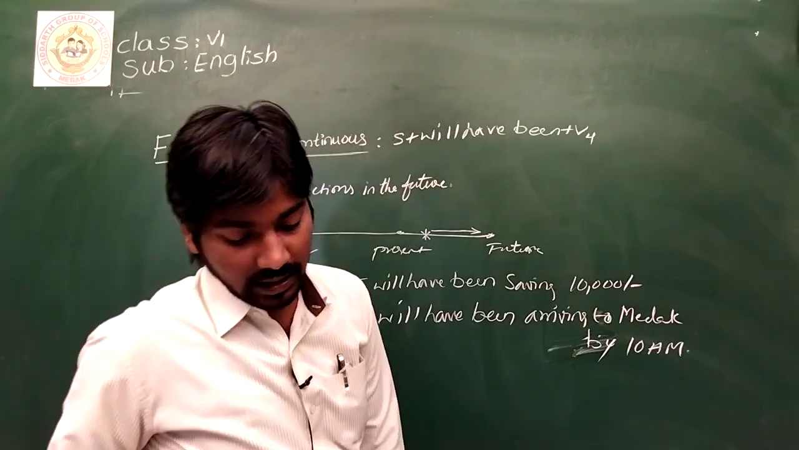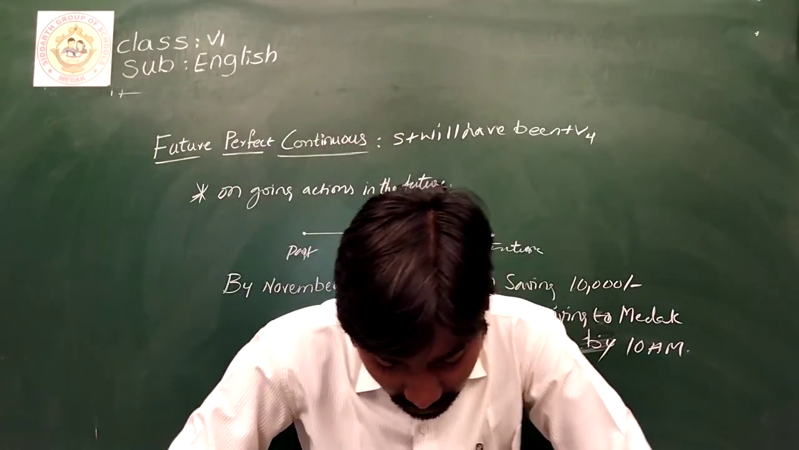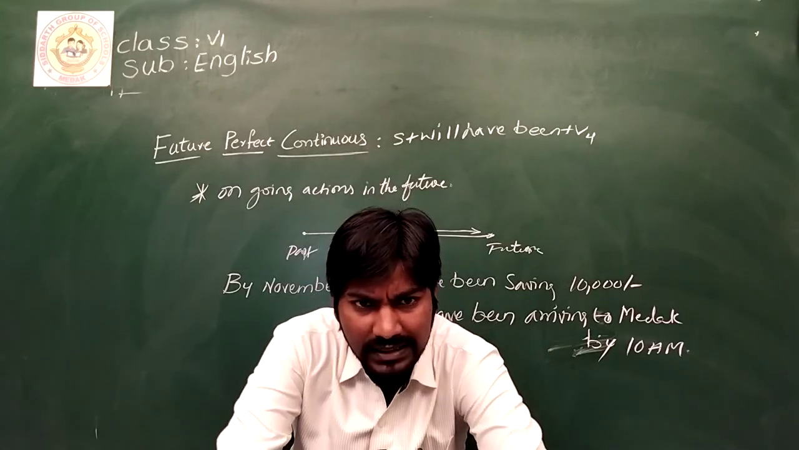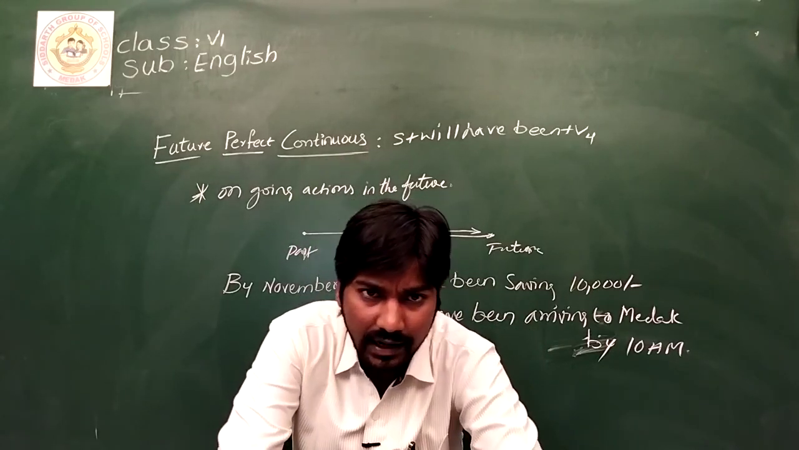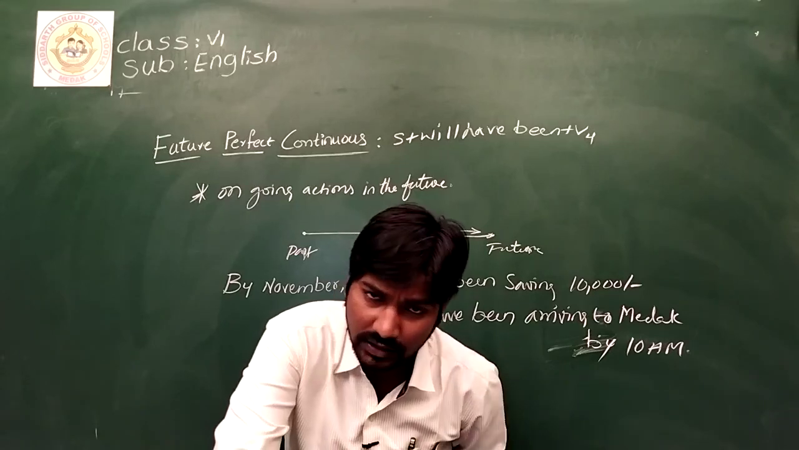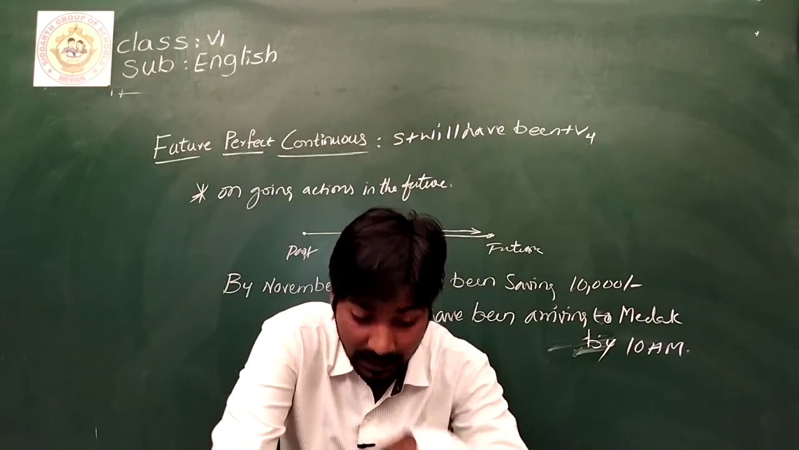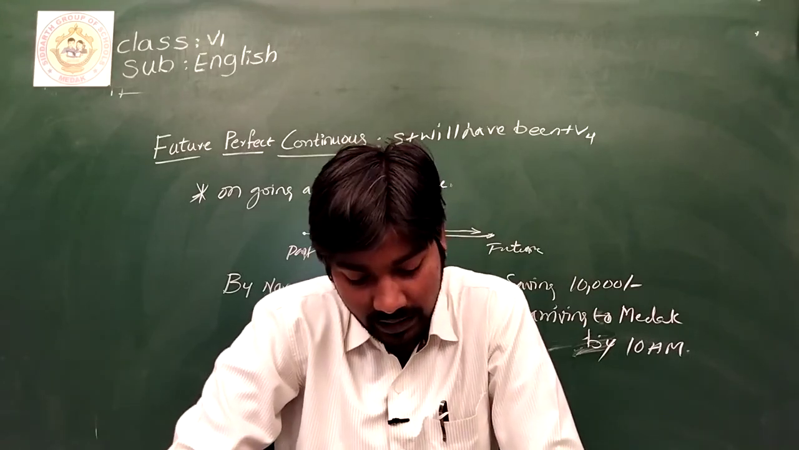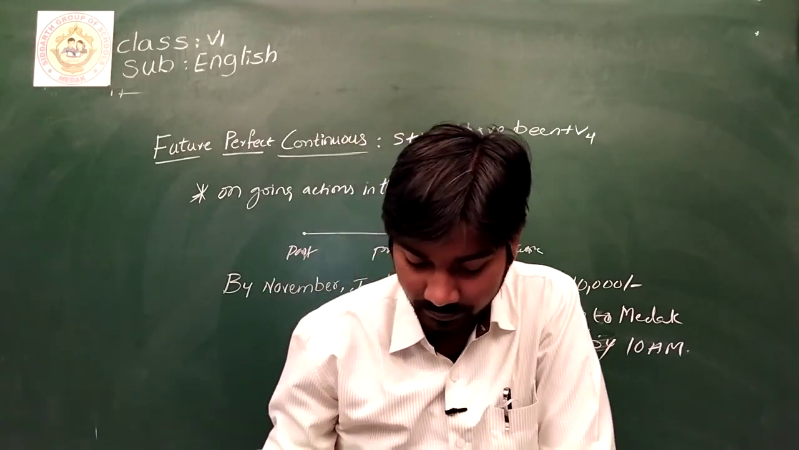Let me write the table. After this, I will give you two tables: tenses with positive, negative and question, and next, tenses with the help of auxiliary verbs. That will be useful for you.